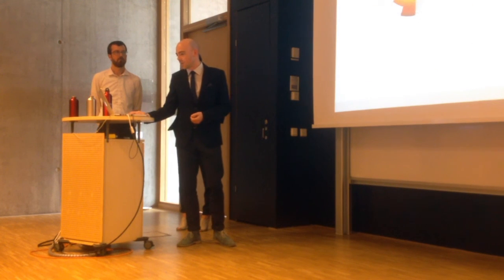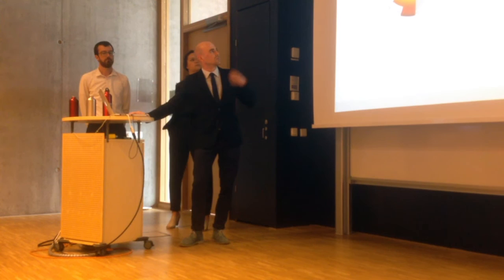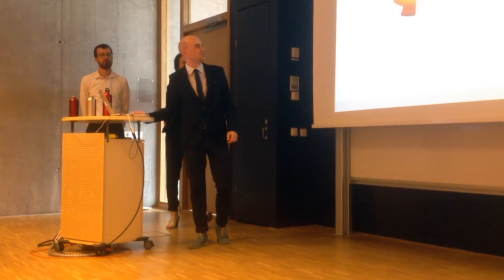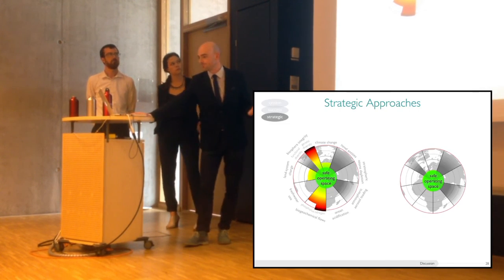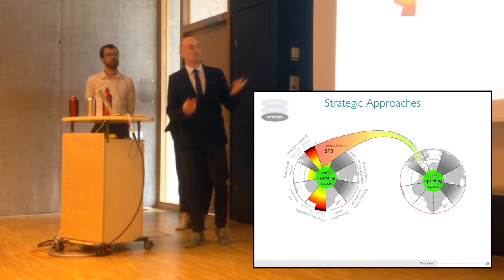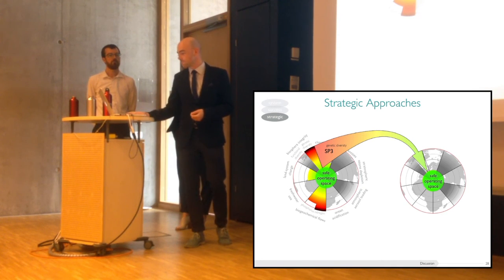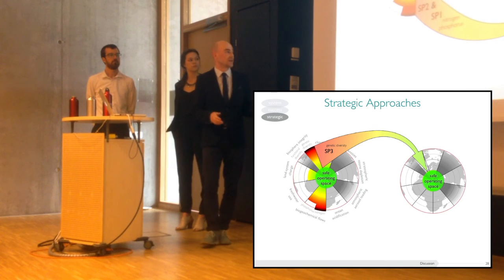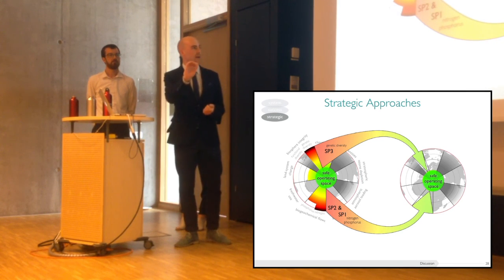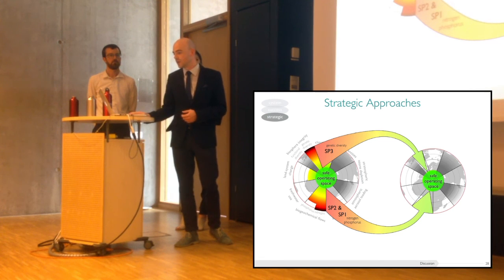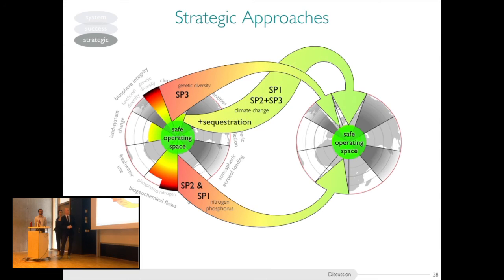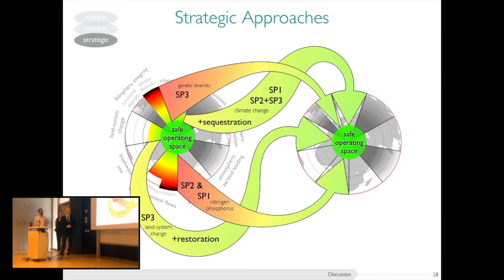So to sum that up in a way, there's a little visual here that we can just kind of speak to, the journey back into the safe space for the boundaries that have been transgressed. So for genetic diversity, SP3 will bring us back. The same goes for nitrogen and phosphorus. SP adherence will take us back in there within the time frame that we need. With climate change, SP1, SP2, and SP3 plus active measures to sequester carbon. And for land system change, SP3 plus active measures to restore.